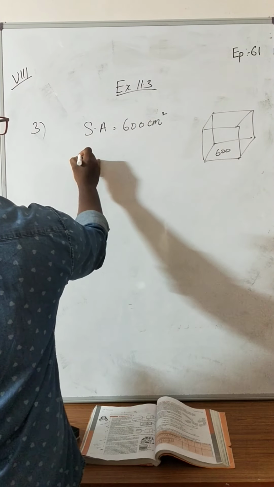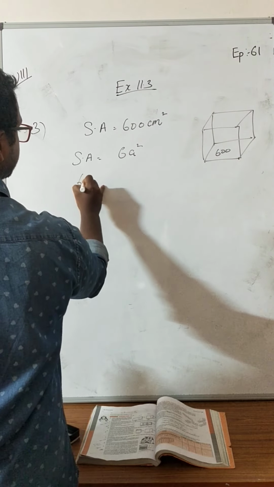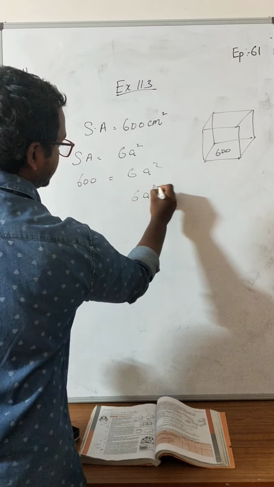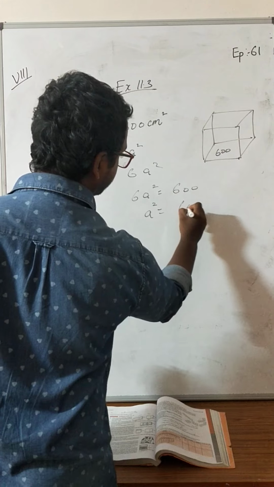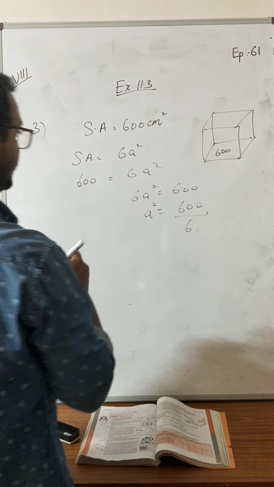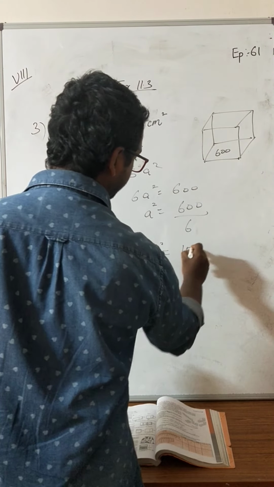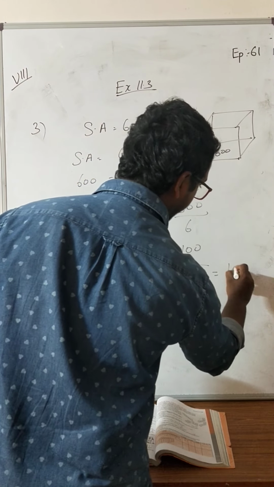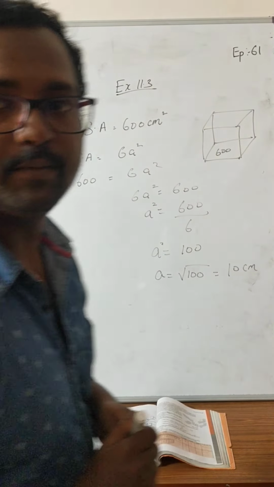See here, the surface area formula is 6a square. Surface area 600 is equal to 6a square. Now we will exchange the position. We get 6a square is equal to 600. From here, a square is equal to 600 divided by 6, since this is in multiplication, it will go in division. We get a square is equal to 100, so a is equal to the square root of 100, which is 10 centimeter. So the side of the cube is 10 centimeter.